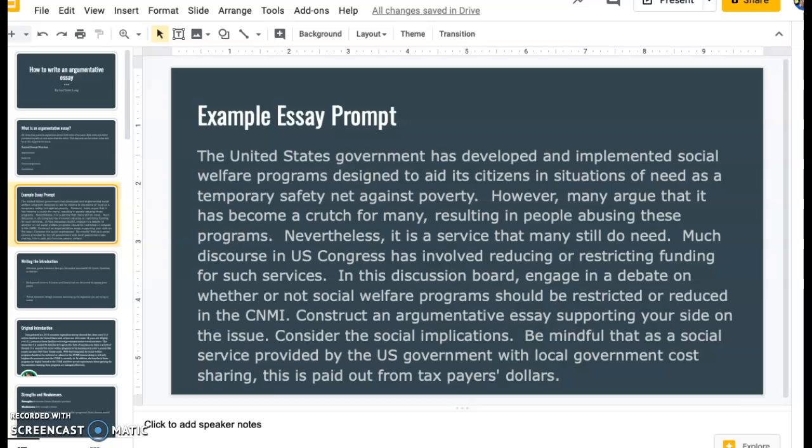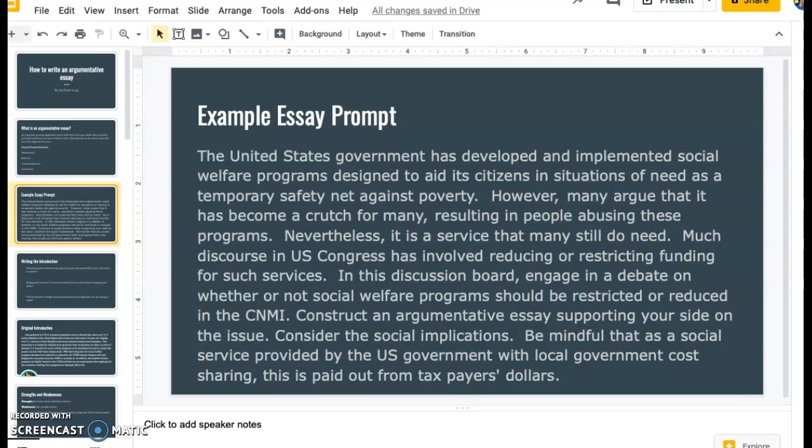So here's an example essay prompt. The United States government has developed and implemented social welfare programs designed to aid its citizens in situations of need as a temporary safety net against poverty. However, many argue that it has become a crutch for many, resulting in people abusing these programs. Nevertheless, it is a service that many still do need.